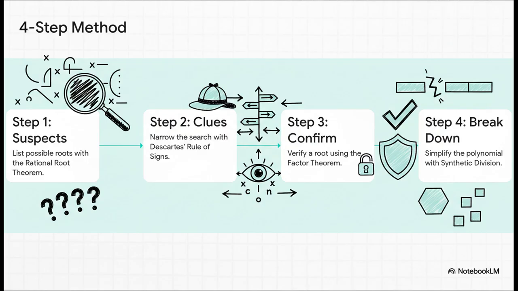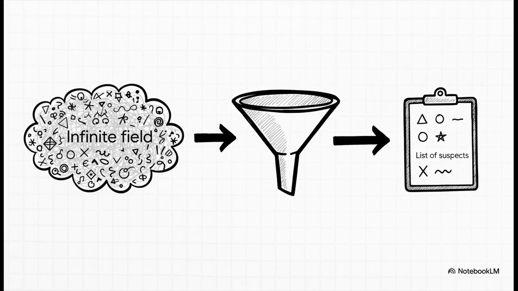Let's take a quick look at how each tool works. Okay, tool number 1, the rational root theorem. This is how we create our list of suspects. All you do is look at the numbers at the very end and very beginning of the polynomial.